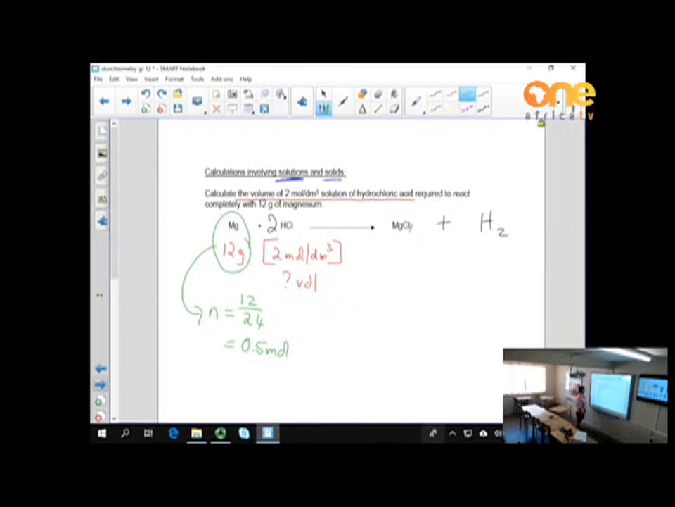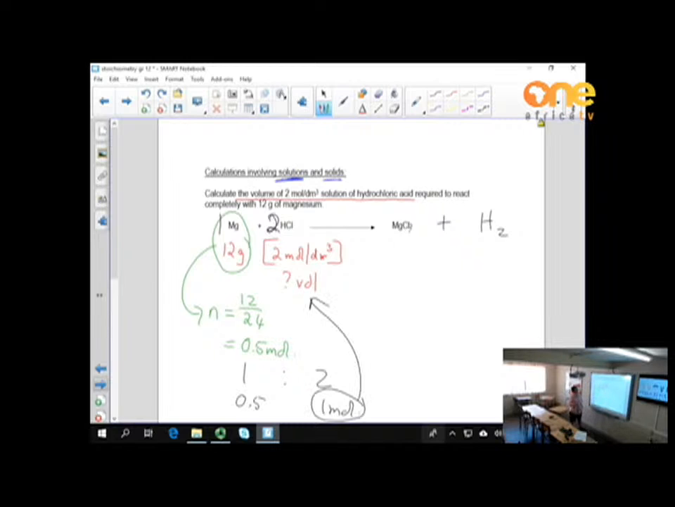All right? The second step, use the ratio. Here we have 1 to 2. So the ratio is 1 to 2. So I have 0.5 divided by 1 times 2, which gives me 1 mole. All right? But we don't want to know how many moles. We want to know what?